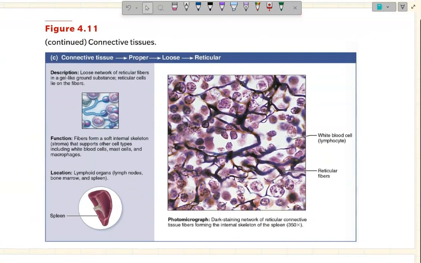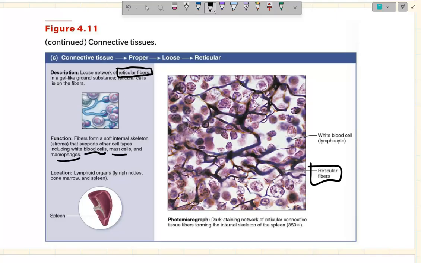Okay, the last type of loose connective tissue is called reticular. It's called reticular because it has a large proportion of reticular fibers, these really, really dark stained reticular fibers. These fibers offer a sort of support system, a little weave of support, for a lot of various types of cells. So we see blood cells and immune cells over here, like mast cells and macrophages. And these are typically found in areas that deal with these types of cells.